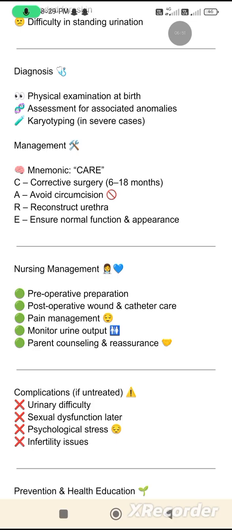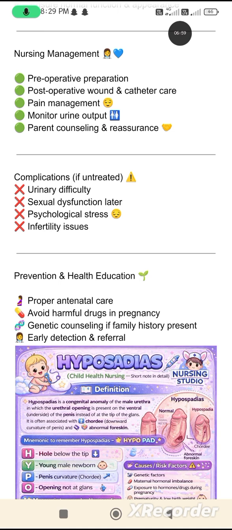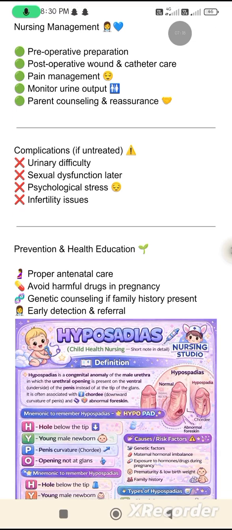Management, you can learn by a word: care, corrective surgery, avoid circumcision, reconstruct urethra, ensure normal function and appearances. Nursing management, you can add preoperative preparation, postoperative wound and catheter care, pain management, monitor urine output, parent counseling and reassurance. Complications: urinary difficulty, sexual dysfunctioning later, psychological stress, infertility issues.